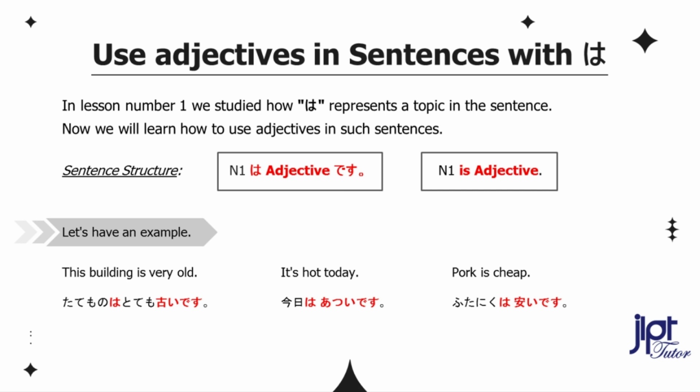Use adjectives in sentences with wa. In lesson number 1, we studied how wa represents a topic in the sentence. Now we will learn how to use adjectives in such sentences. In the first lesson, we learned how to create basic sentences: N1 wa N2 desu. Now we will learn a new structure. Sentence structure: N1 wa adjective desu. It means N1 is the noun that we are talking about, and N2 is replaced by an adjective. It is used to indicate a topic with quality.